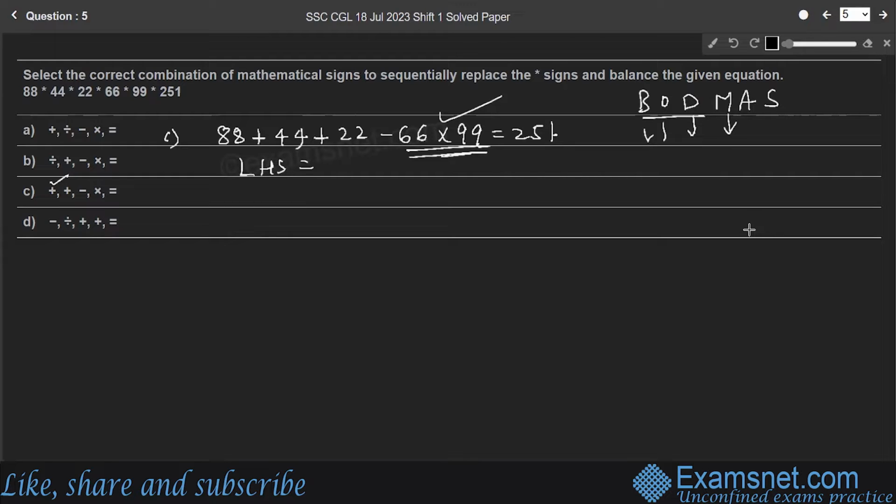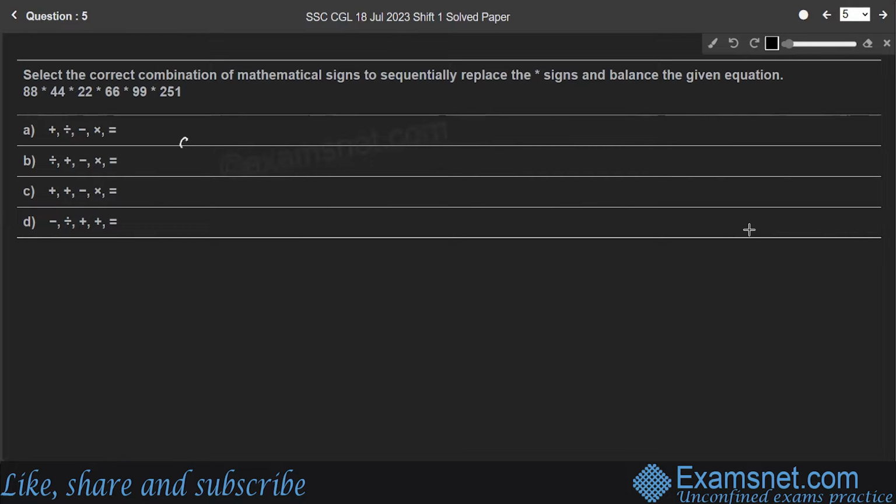So you can try 88 plus 44 plus 22 minus 6,534. So 120, 132, 134, 154 minus 6534, which is not equal to 251. So let us consider the last option, option D. Option D will be the right answer.